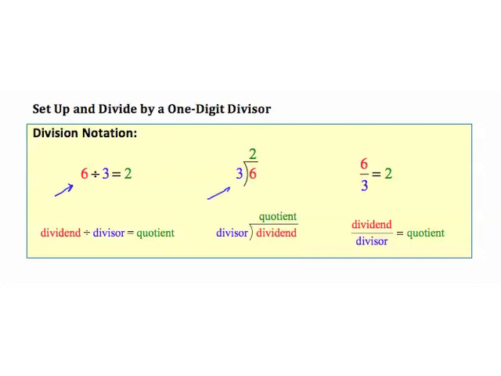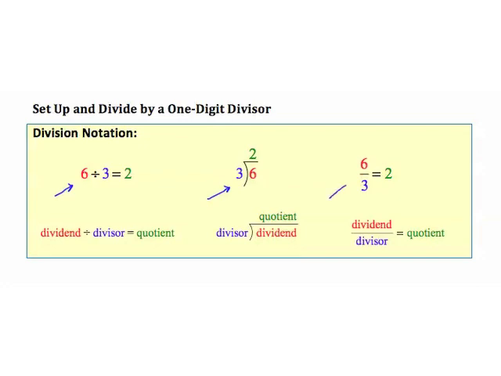Using our long division format, 6 is the dividend, and that goes inside the long division box. 3 is the divisor, that goes out front of the long division box, and the quotient or answer goes in the top of the long division box.